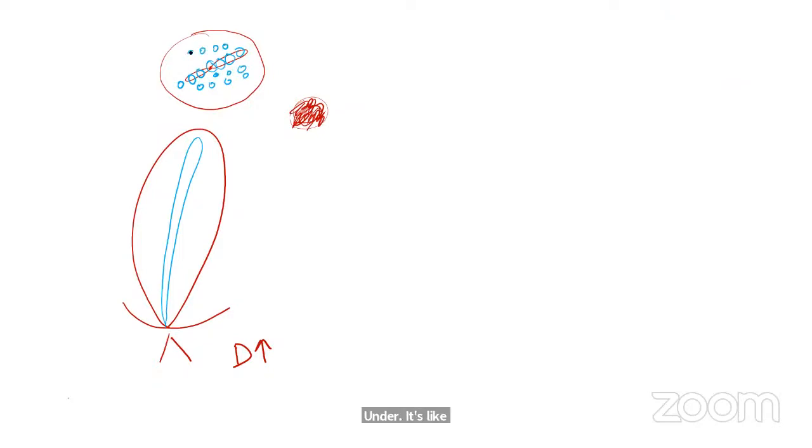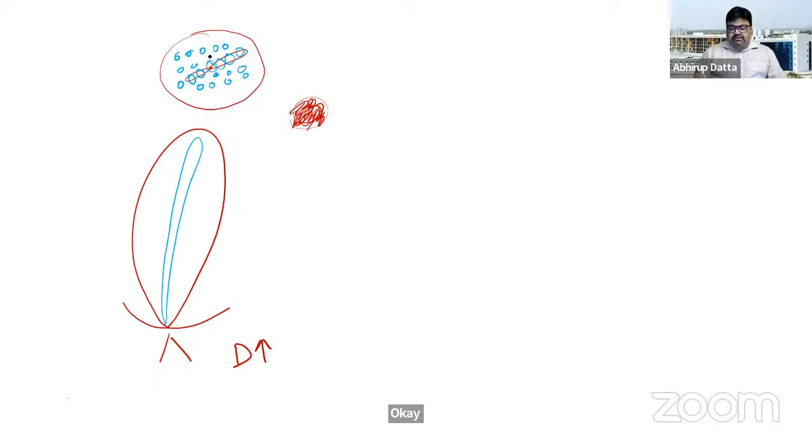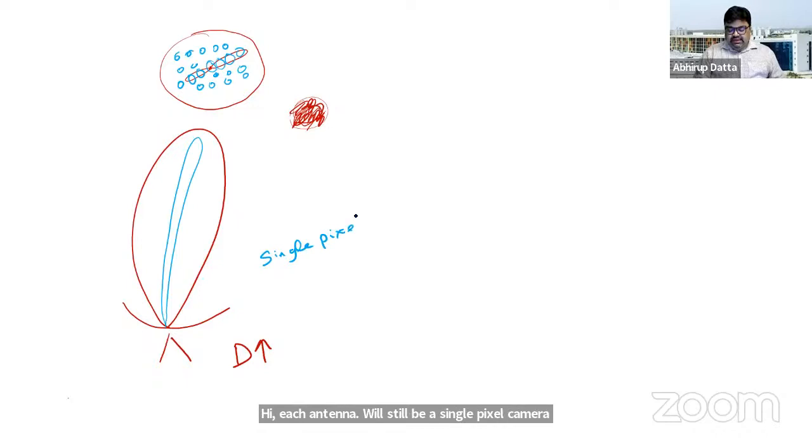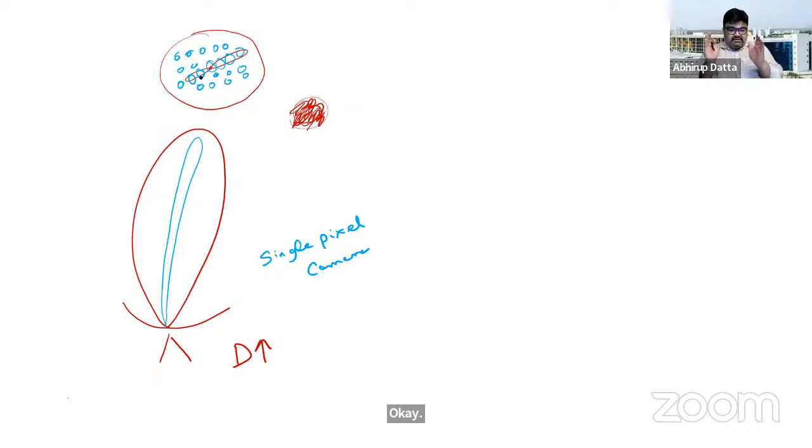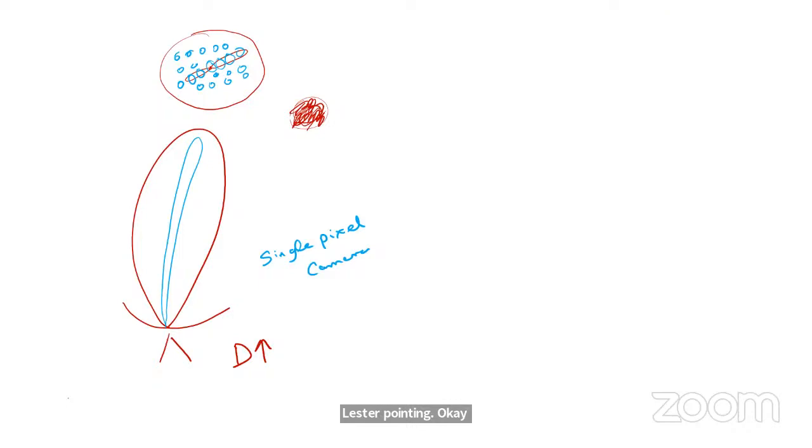Understood? It's like a raster scan. And I then create a map. However, each antenna will still be a single pixel camera. The only thing I'm changing is the field of view gets smaller, so I can keep scanning this entire thing with multiple raster pointing. Does it make sense?